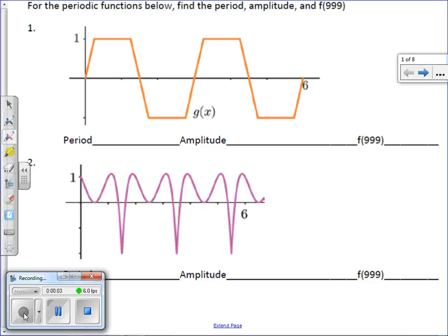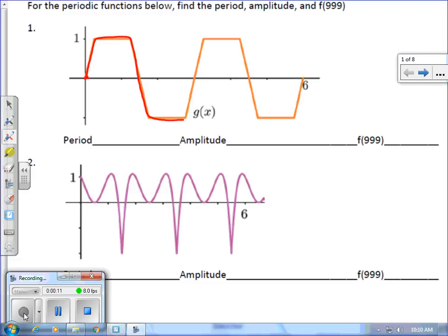So on number one, if we're looking for the period, we have to try to highlight one cycle. If you start there and stop there, then the horizontal length of that cycle is the period. We don't see any numbers here, so we look down here, we see a 6. That means that's 5, 4, 3, 2, 1, 0, so that's 3.